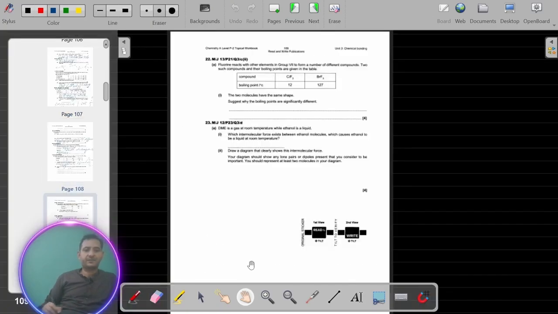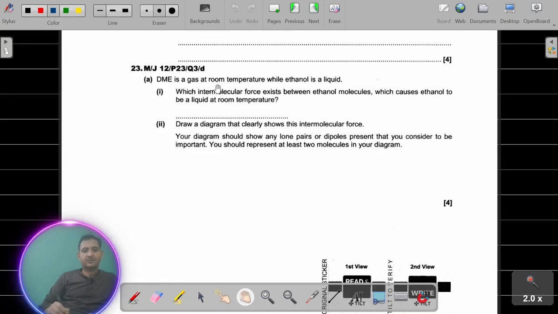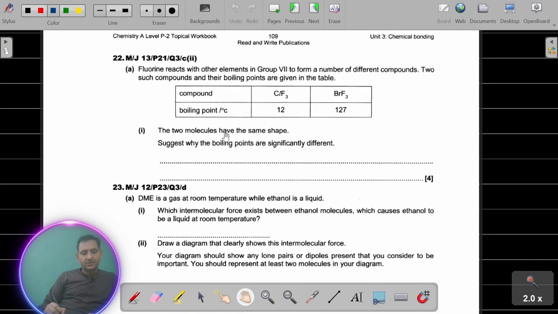So the last page finally. The compound Cl2 has a melting point and BrF3 is 120. Suggest why the boiling points are significantly different: because there's a huge electronegativity difference between this and this, although they both are permanently polar.